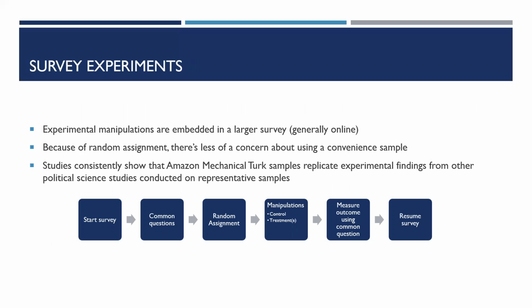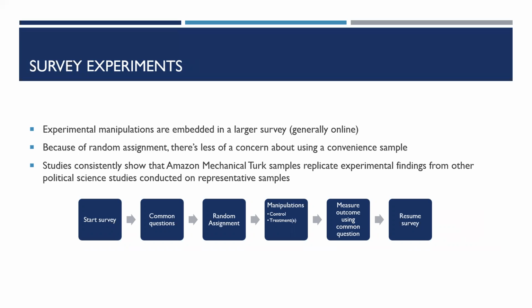As I said a few minutes ago, the way a survey experiment works is you just embed an experimental manipulation in a larger, generally online survey. And because of random assignment, there's less of a concern about using a convenience sample. It doesn't eliminate the concerns, but there's a little less concern because we're just looking at average treatment effects between different groups. And when we're doing that, what we usually care about is just whether the effect was bigger or smaller, not necessarily the effect size itself.